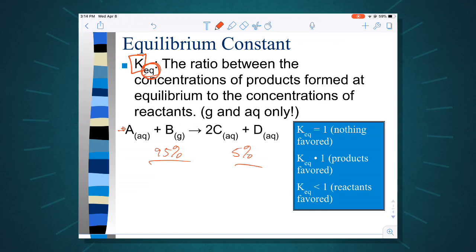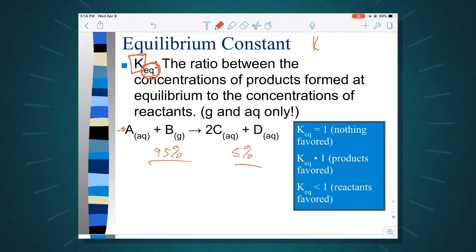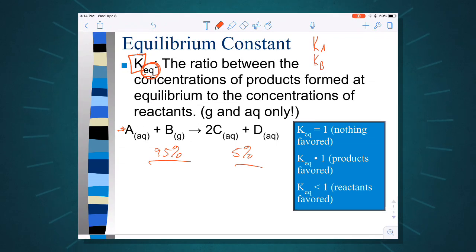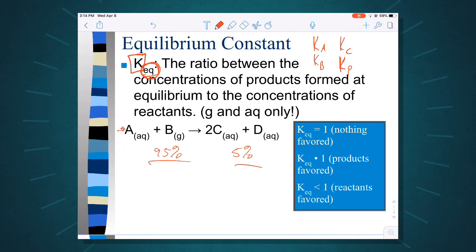EQ stands for equilibrium. But I'm going to warn you right now, as we go through this unit, there are lots of K values. K basically means when the reaction is at equilibrium. And sometimes we change that subscript. You're going to see things like A for acids, B for bases, C for concentration, or Kp for pressure. But basically we're finding an equilibrium. The important piece that we see here is this capital K.